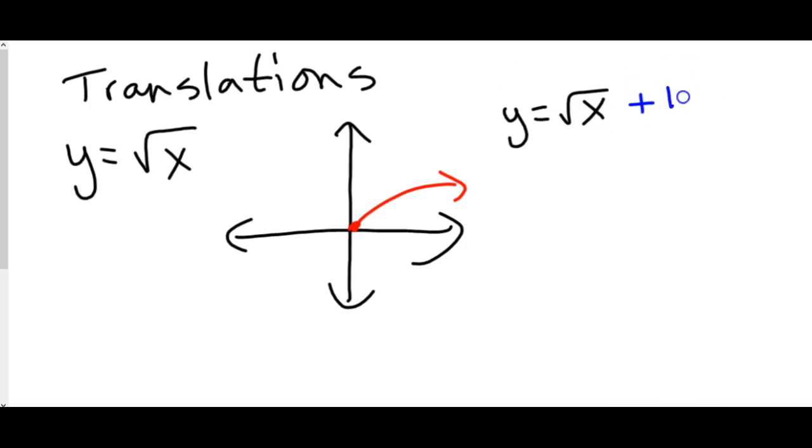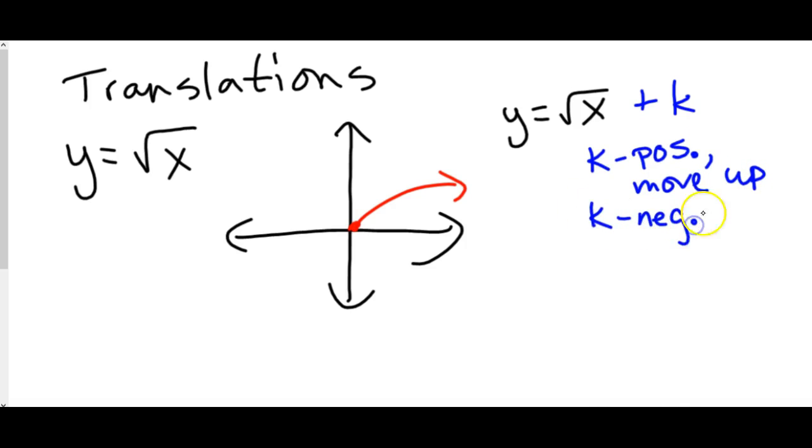That number on the outside will either move it up or down. And actually, when it's outside, they usually use the letter K. So to keep that the same, I'm going to change that to a K. When K is outside, if K is positive, your graph moves up. If K is negative, your graph moves down.